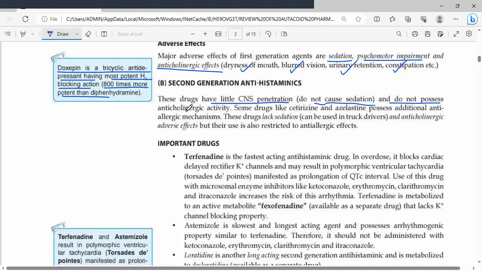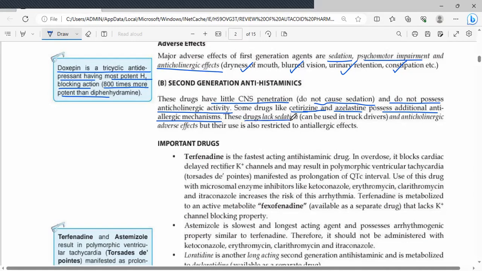And they do not possess the anticholinergic activity, so adverse effects such as a dry mouth, urinary retention, and constipation won't be a problem here. Now, some drugs like cetirizine and azelastine possess an additional anti-allergic mechanism. Apart from being antihistaminics, they possess other anti-allergic mechanisms, which I'll be telling you later.